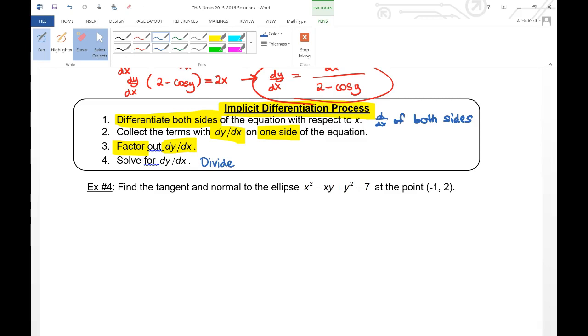Would you begin by factoring this one? No. Okay, this one is tricky. So let's walk through this step by step. Because this one, we have a y here and here. Y is not easy to isolate, and this is a product rule. So we actually have implicit differentiation within the product rule.